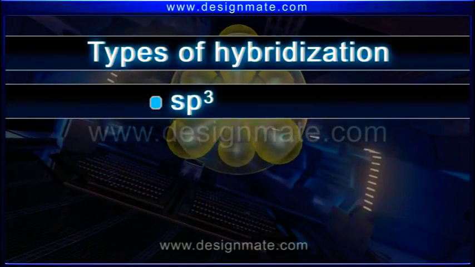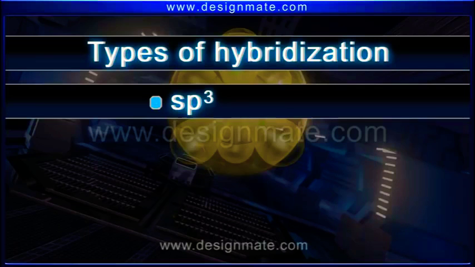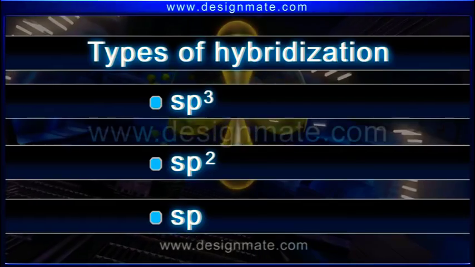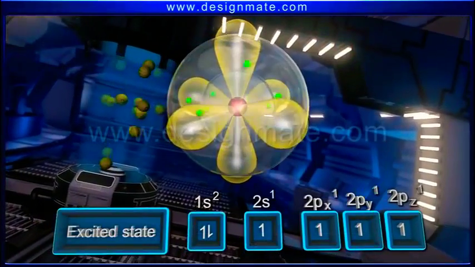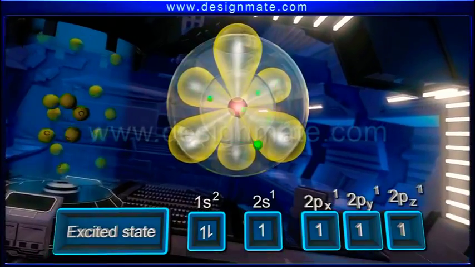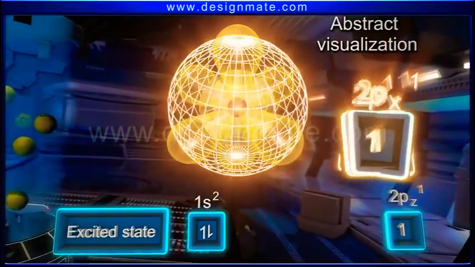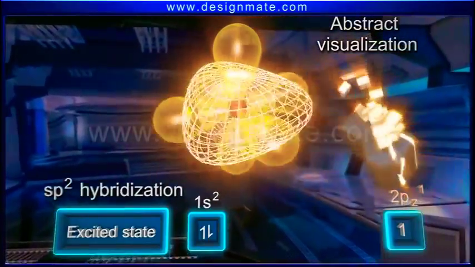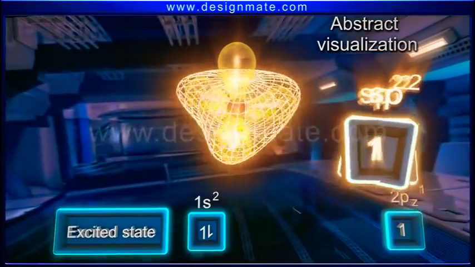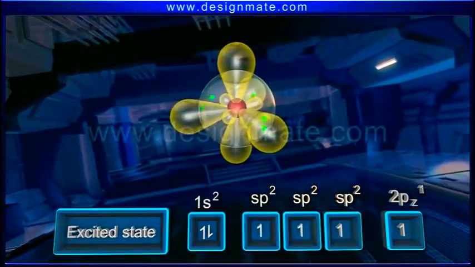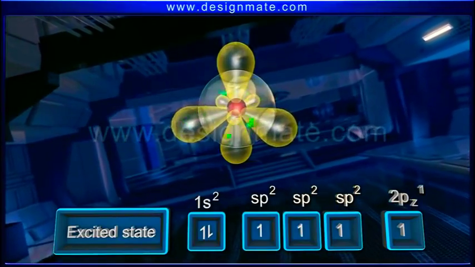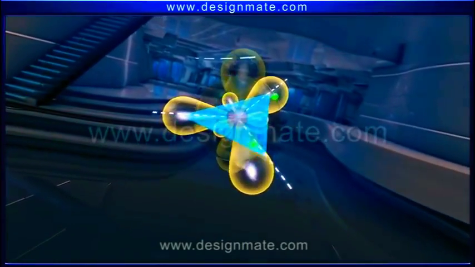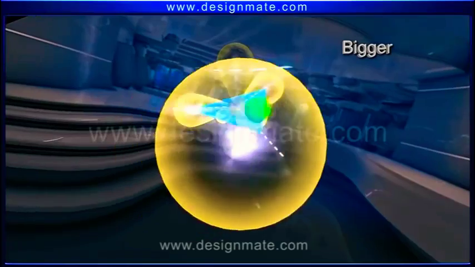Besides sp3 hybridization, the excited carbon atom may also undergo sp2 or sp hybridization. During the formation of a double bond, 1 2s and 2 of the 2p orbitals hybridize. Consequently, this hybridization is termed as sp2 hybridization. The hybridization leads to the formation of 3 equi-energic sp2 hybrid orbitals. As you can see, each sp2 hybrid orbital is bilobed, one lobe bigger than the other.